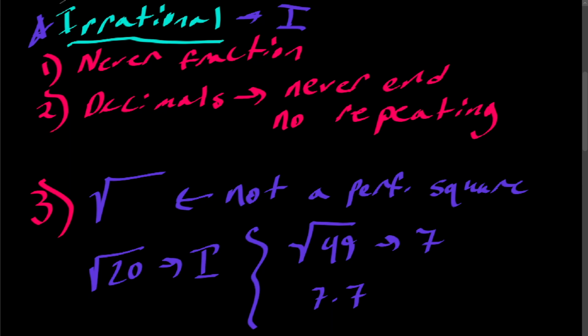So now let's go to rational numbers. Rational numbers actually go into multiple different branches. That's a better way to describe it. But first we start with rational. And I'll give you the letter for that. It's going to be a Q.